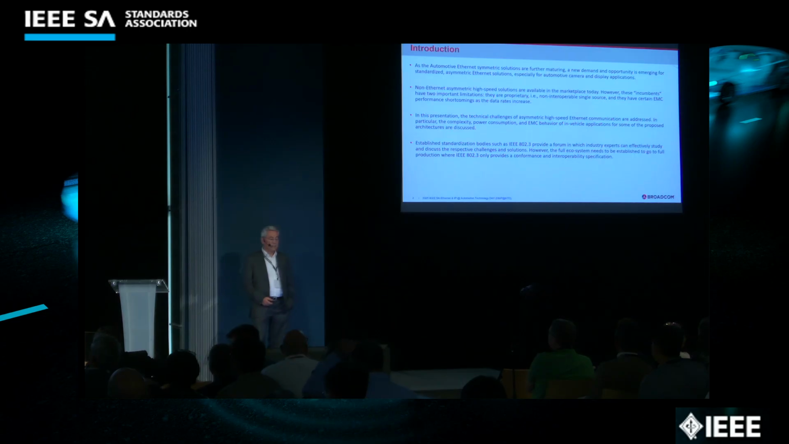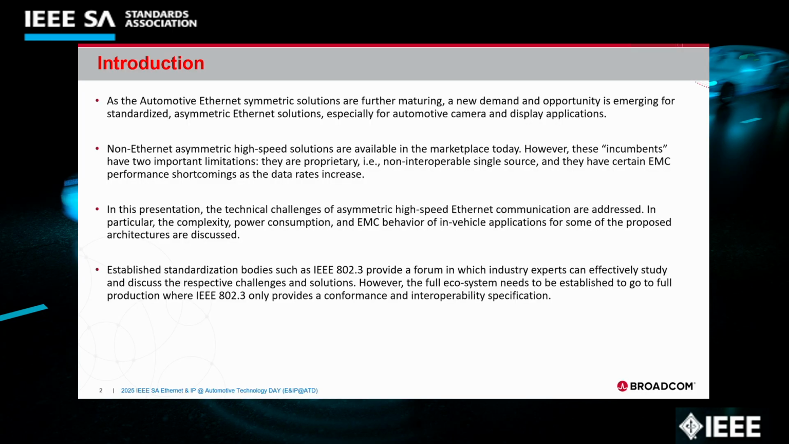There are some non-Ethernet asymmetric high-speed solutions available today in the marketplace. However, some of these incumbent solutions have two important limitations. Number one, they are proprietary. That means they are non-interoperable, single source. They also have some limitations for the performance as the data rates increase and cable reach increases.